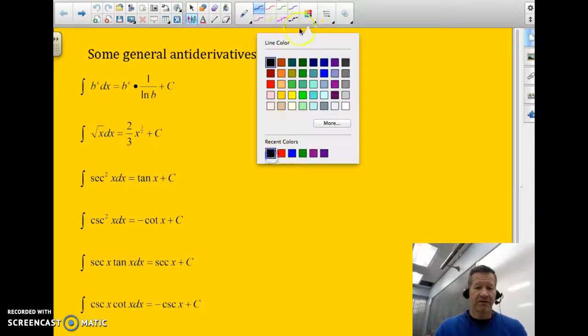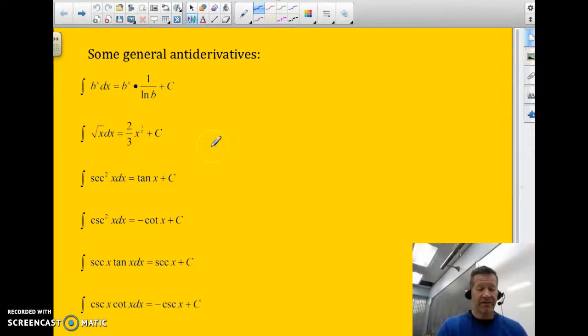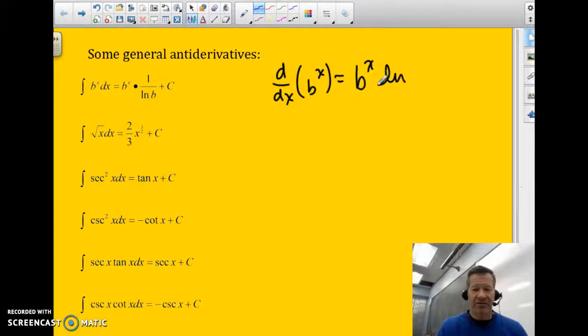These are derivatives you already know, but obviously they're kind of backwards, okay? This first one, the integral of b to the x dx, is going to be b to the x times 1 over the natural log of b plus c. Now, compare that to, remember when we were finding the derivative of something to the x power, that would be b to the x times the natural log of b.